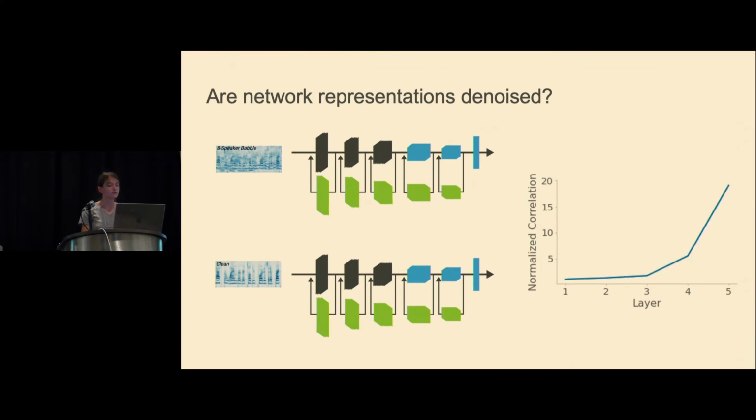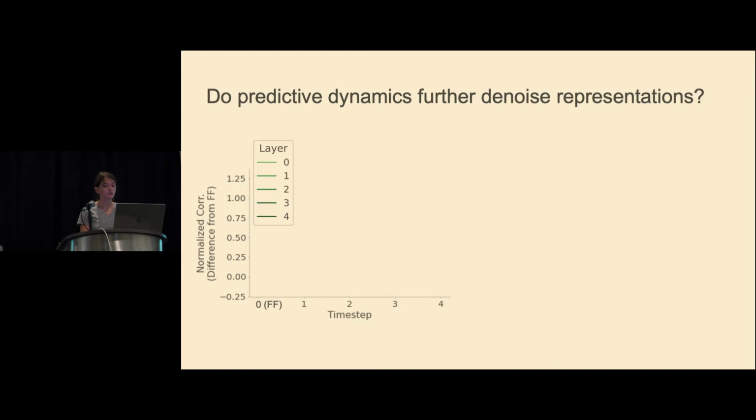So we see an increase in correlation in later layers of the network, which correspond to non-primary auditory cortex. And this is consistent with findings in the auditory literature, where later in the hierarchy, higher robustness to noise is seen. Now, instead of looking across layers, we'll ask whether predictive dynamics further denoise representations across time steps.